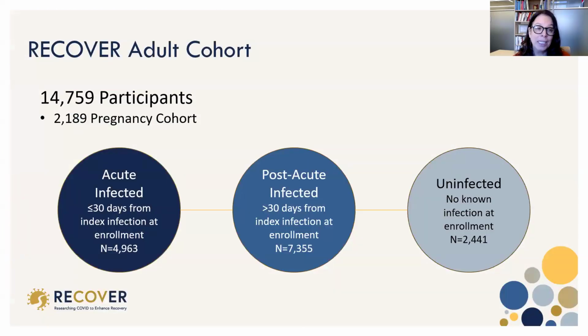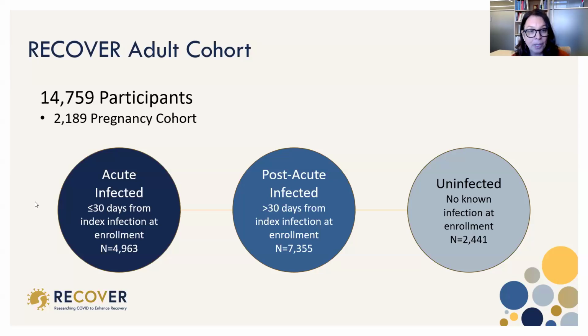Altogether, we've enrolled over 14,700 participants in the adult cohort, including over 2,000 people who were pregnant at the time of their first COVID infection. Almost 5,000 of these were enrolled within 30 days of their first infection and then followed forward. Over 7,000 were enrolled more than 30 days after their first infection, and over 2,400 were enrolled who believed that they did not have any COVID infection at the time that they enrolled. Since enrollment, well over 1,000 of those participants have gone on to have their first infection, but at the time that they enrolled, they did not.